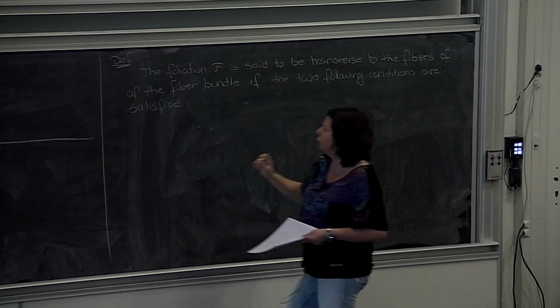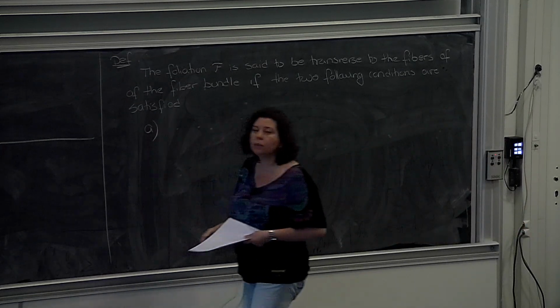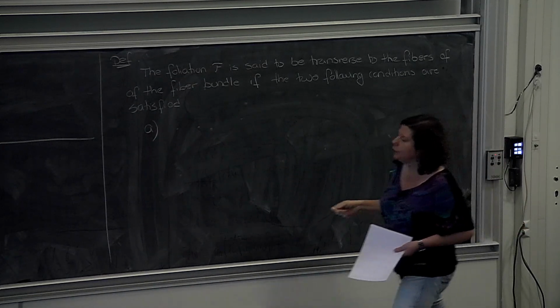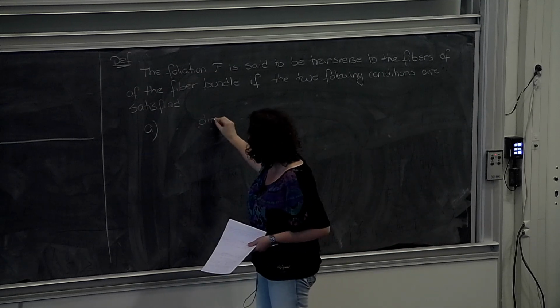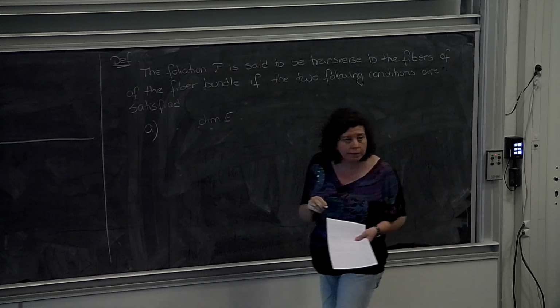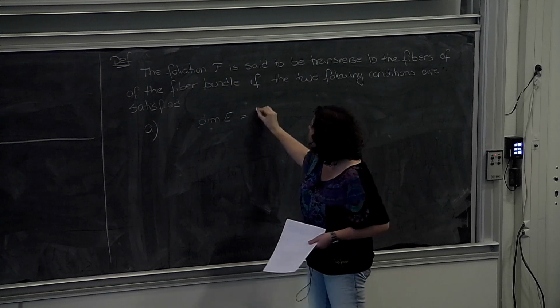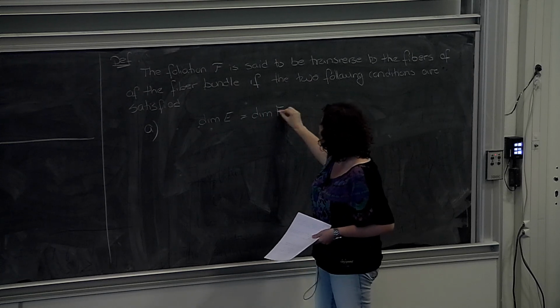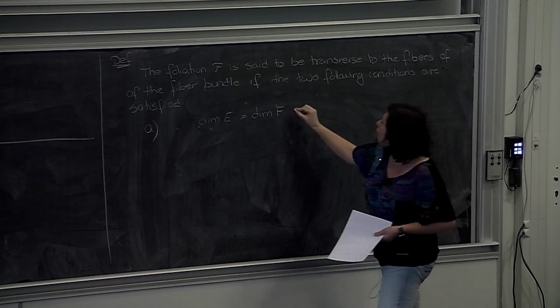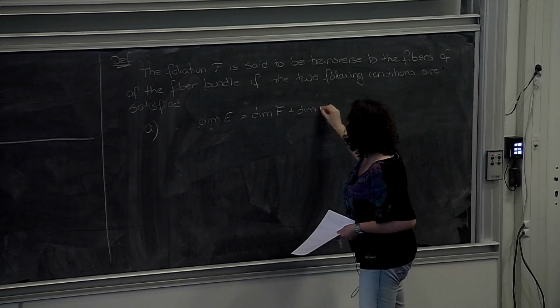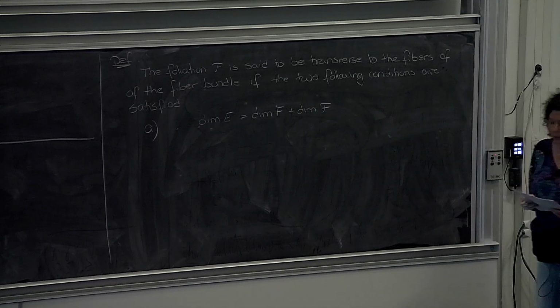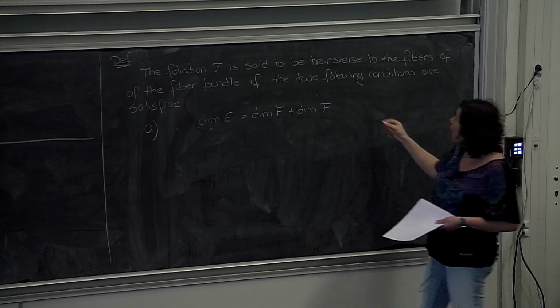So in the first condition, we ask the dimension of the total space to coincide with the dimension of the fibers plus the dimension of the foliation. Okay?